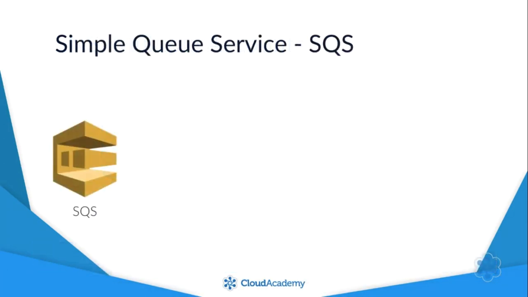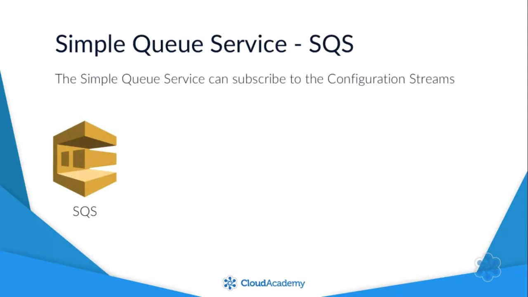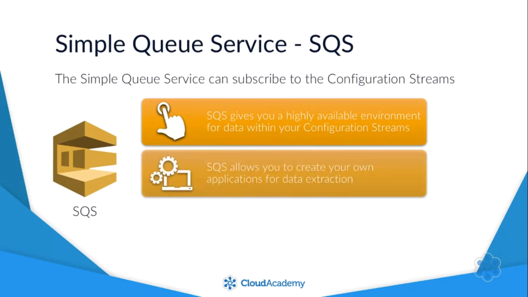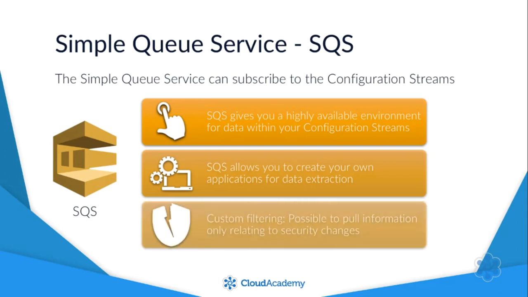The Simple Queue Service, SQS, can be subscribed to the AWS Config topic, the configuration stream, which gives you a highly available and decoupled environment for the data within your configuration streams. By using SQS, it allows you to create and use your own applications to extract only information and data that is pertinent to you. There can be vast amounts of data coming into the configuration stream, but you might only want to be notified and made aware of any changes that may relate to any potential security issues. As a result, you may want to pull information from the queue that only relates to security groups, NACLs, IAM roles, etc., or any other resource type that could affect the security of your environment.